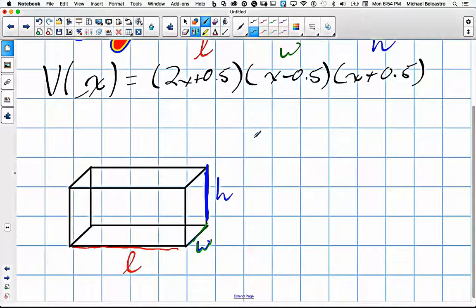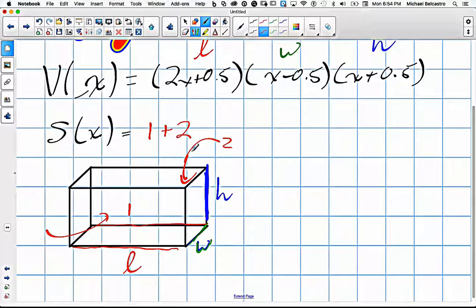Surface area is a far more complex formula to build. We'll call it S for surface area as a function of x. What we're going to need is, I'm going to go about numbering these. So I'm going to call my L times H my side 1, and that would be the very front of this. And then the very back of this is still L times H. We'll call that side 2. So essentially, we need side 1 plus side 2, because surface area is adding all the sides together.